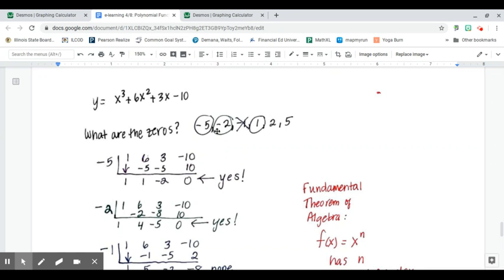We're not going to review that today, but 5, 2, and 1 are all of my possibilities. Those are all factors of 10. I could also maybe have tried negative 10 and positive 10, but let's see if we can come up with 3 of these that will work.